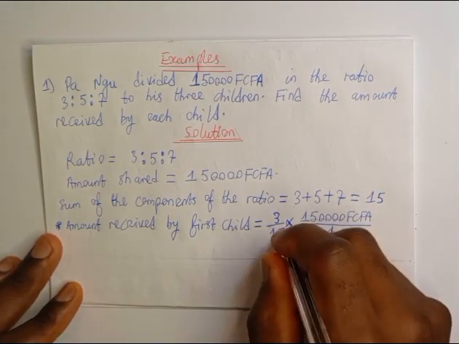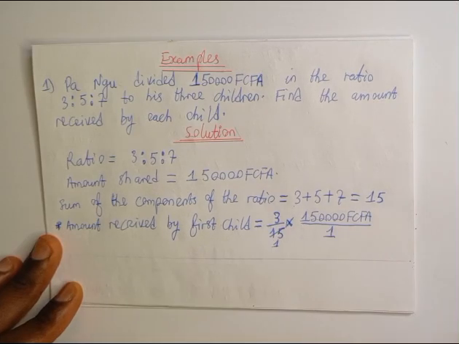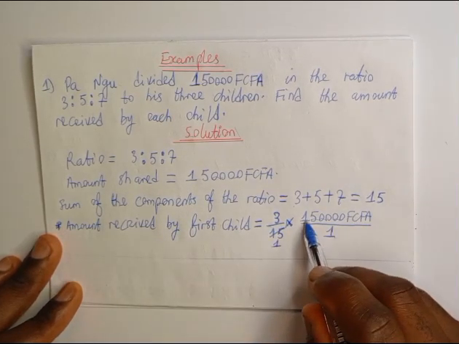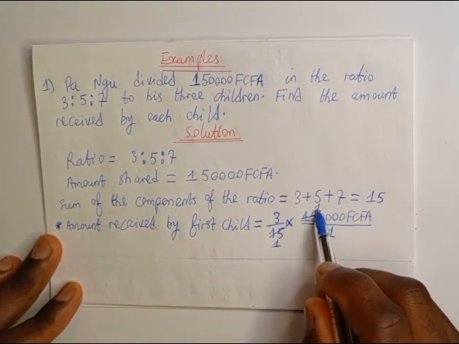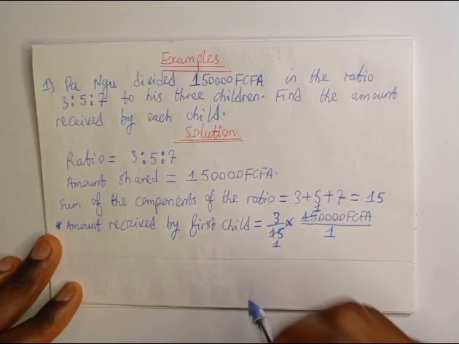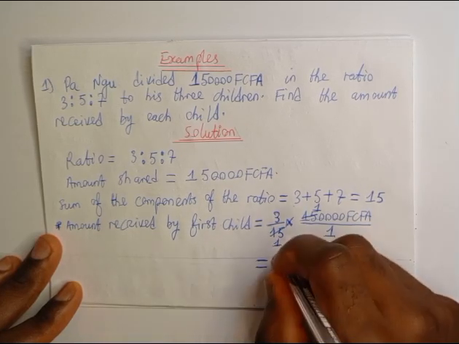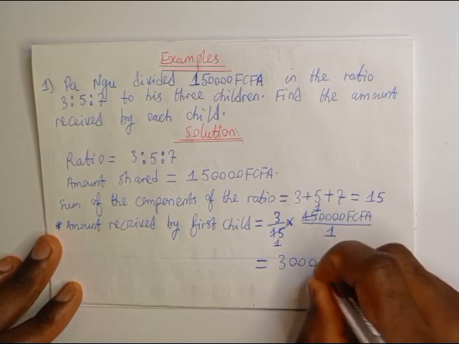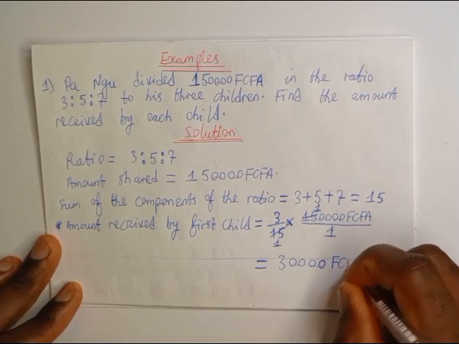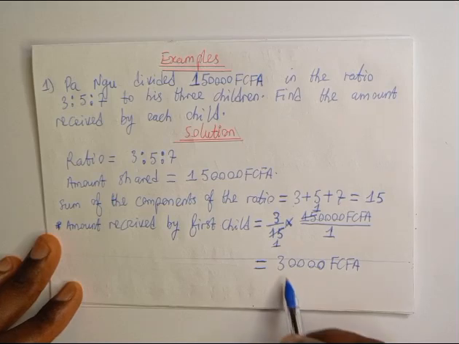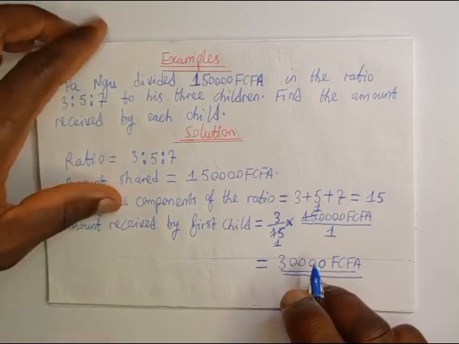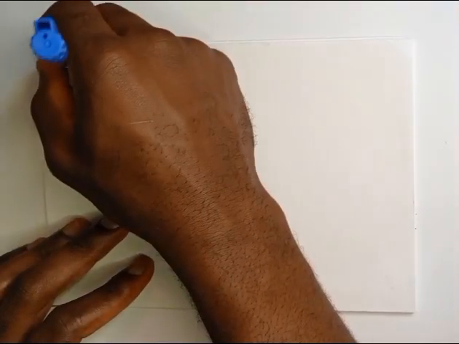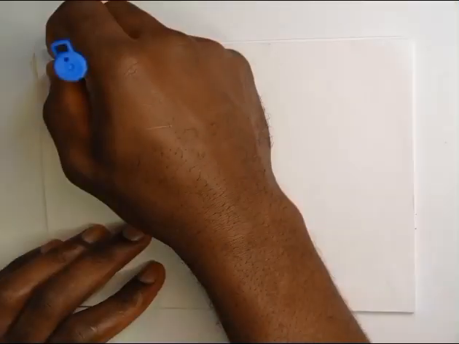Next, we are going to simplify. 15 will go into 150,000 10,000 times. Next, we multiply 10,000 by 3, and this will simply be equal to 30,000. Then we attach the francs CFA. That means the first child receives 30,000 francs CFA. Star 2: we are going to find the amount received by the second child.